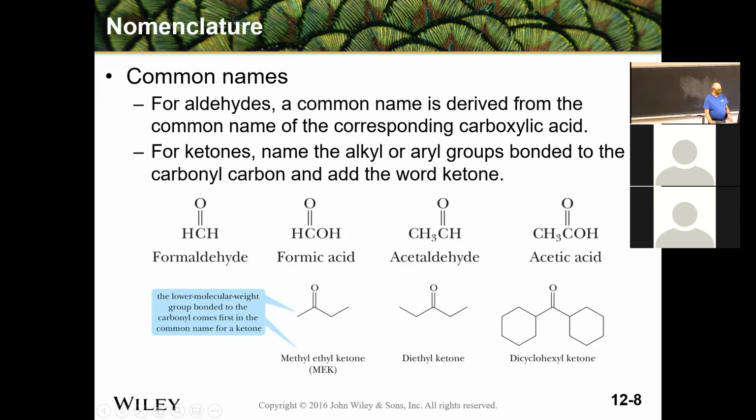Another way of naming ketones, which I alluded to in an earlier slide, is to name the 2 groups on either side. So this first one down at the bottom is methylethyl ketone. We have diethyl ketone. We have dicyclohexyl ketone. So this is another way of naming ketones. These are common names, but they're still widely used.